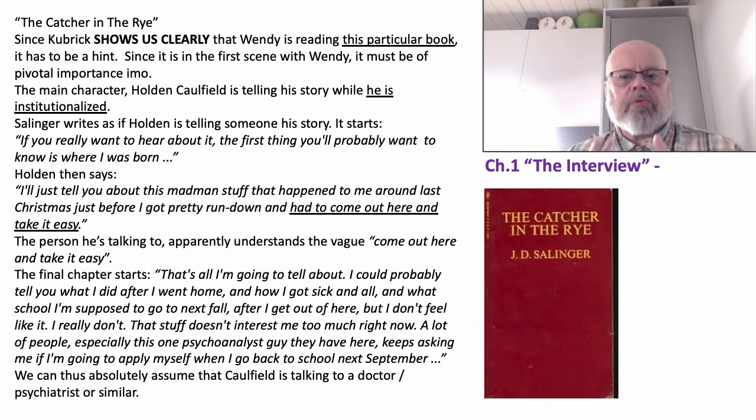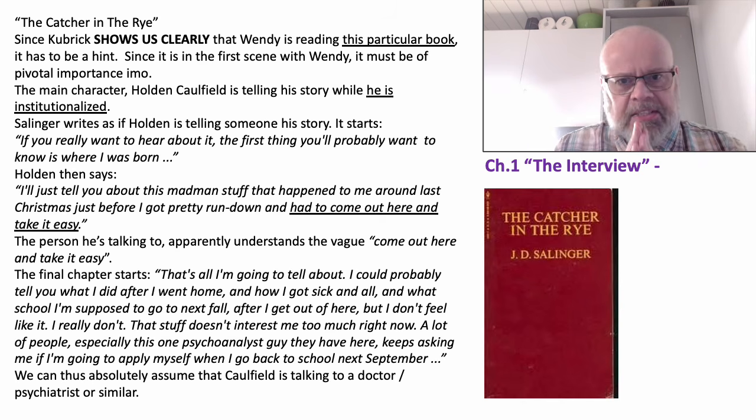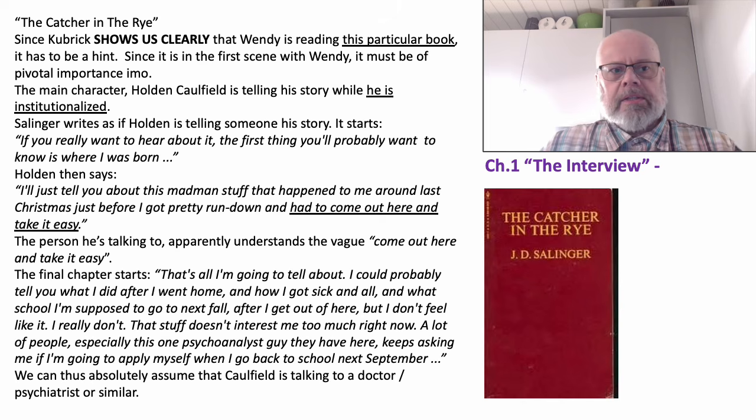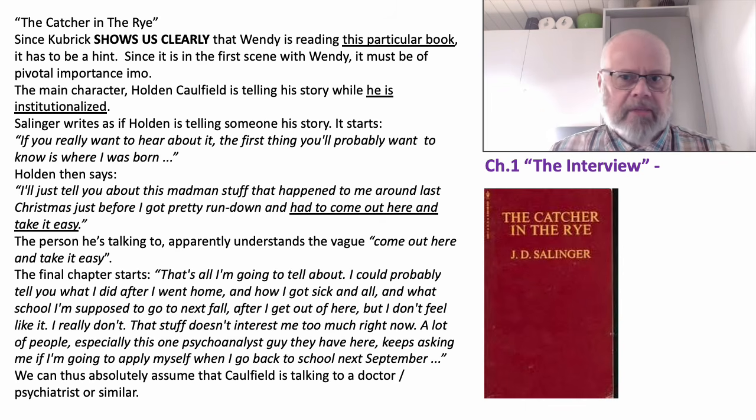But the book she is reading is this one, The Catcher in the Rye by J.D. Salinger, right? And I recommend you read this book. It's a great book, right? Okay, this is very, very important, right? I'm going to try to make this as clear as I can. Since Kubrick shows us clearly that Wendy is reading this particular book, it's basically in your face. It's hard to avoid seeing the title of the book and so on. It has to be a hint. Since it is in the first scene with Wendy, it must be of pivotal importance, in my opinion.